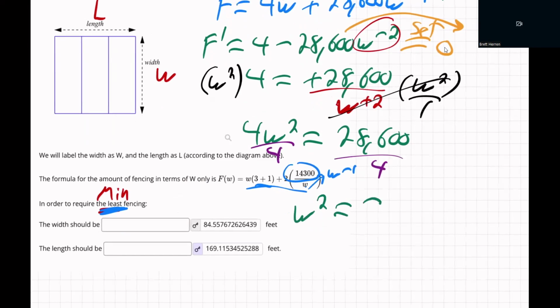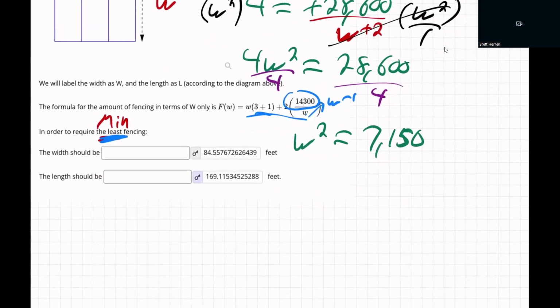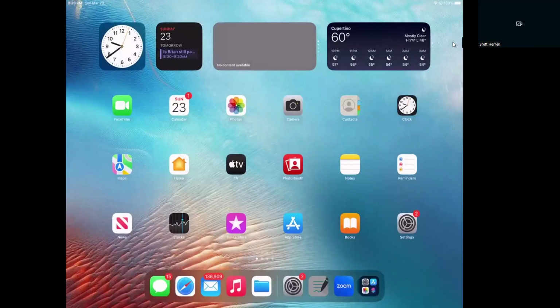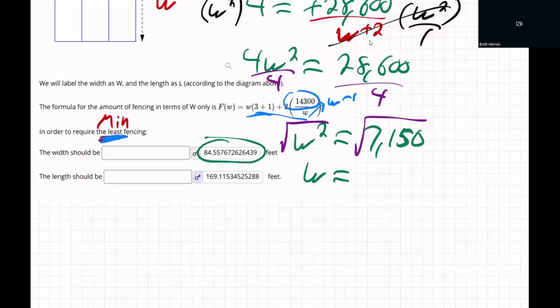What is that? 7,150. Okay. And now, root it. Just give me a root. Boom, boom. And so let's go hit the buttons on the calculator. Square root of 7,150. 84.5576. Beautiful. There's the width.